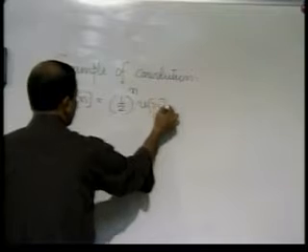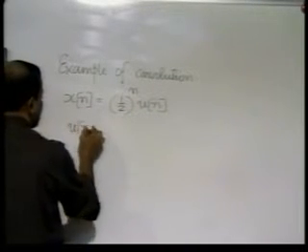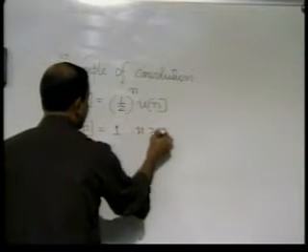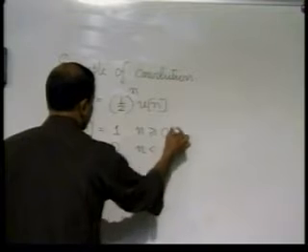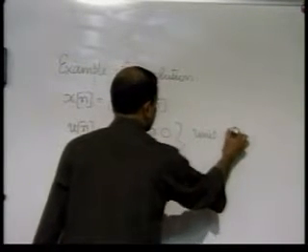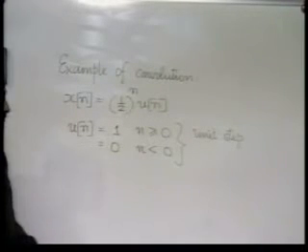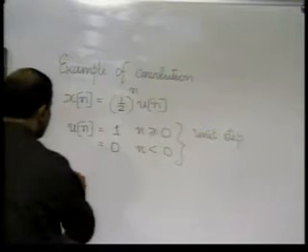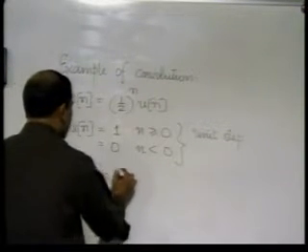Now, recall that un is a unit step sequence defined by un is equal to 1 for n greater than or equal to 0 and 0 for n less than 0, called the unit step sequence. We wish to convolve this with the sequence hn given by un.